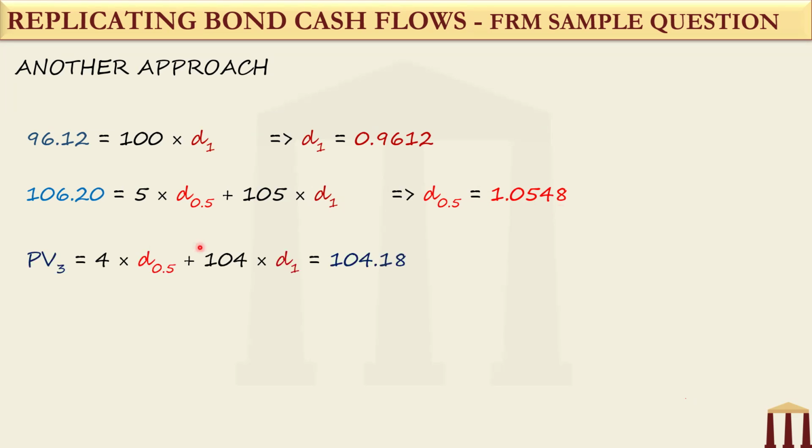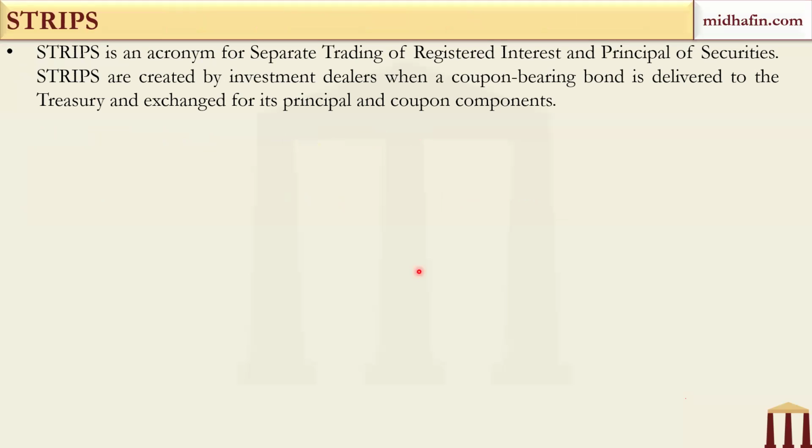The final answer is nothing but 4 times the first discount factor, that is the cash flow times the discount factor, plus the final cash flow times the final discount factor. So we get 104.18 as the final result, and that's our answer. So there are 2 ways to solve such questions. One is using the discount factors, another one is using the bond cash flow replication. Now, let's talk about strips.